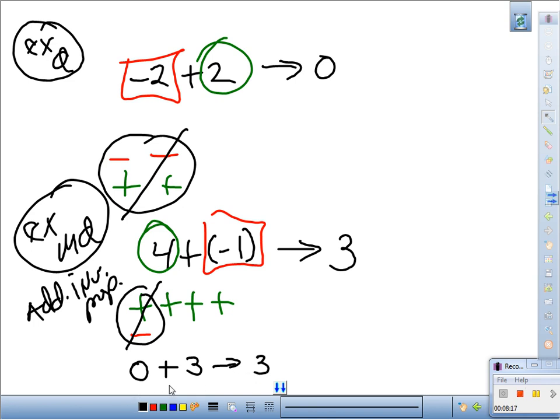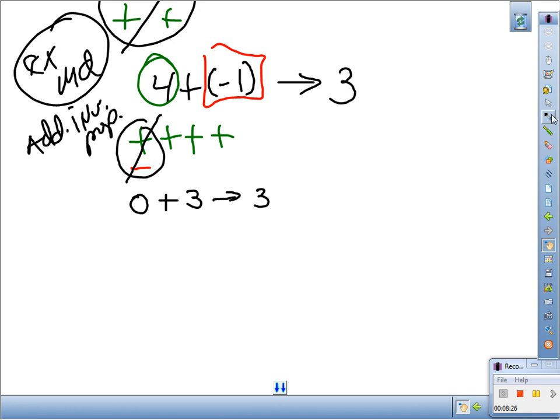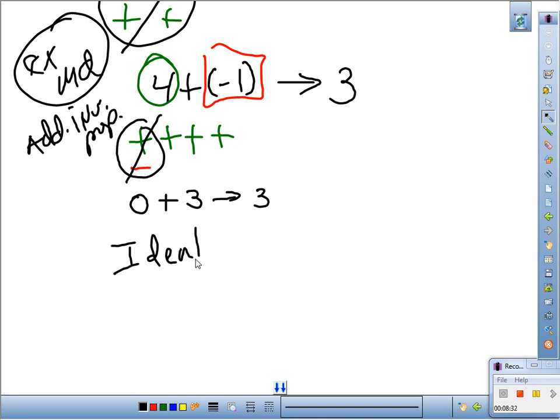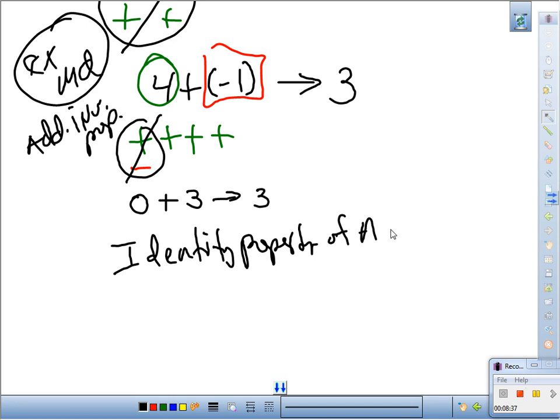Tell your neighbor the property that I just used here. Did everybody see it? This is the identity property of addition. Copy that, please. Yeah, and it's so subtle that if you don't really slow down and pay attention, you're going to miss some of the properties. Does that make sense? So as we go along, try and see if you can identify the properties as we move along these kind of problems.